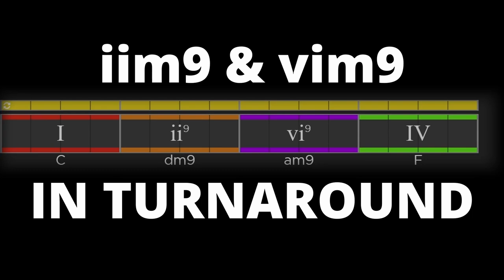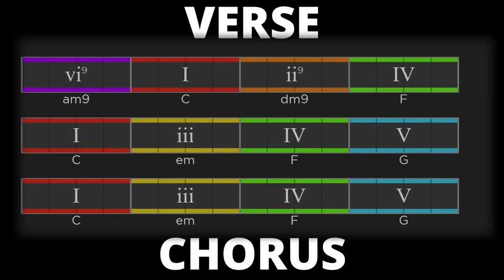Let's start by using chords 2 minor ninth and 6 minor ninth in a turnaround. Please note that examples will be in the key of C major. Minor ninth chords can be used to contrast song sections. The interesting, more intense feel of the minor ninth will make a section stand out. Here is an example of a verse contrasted against a chorus.